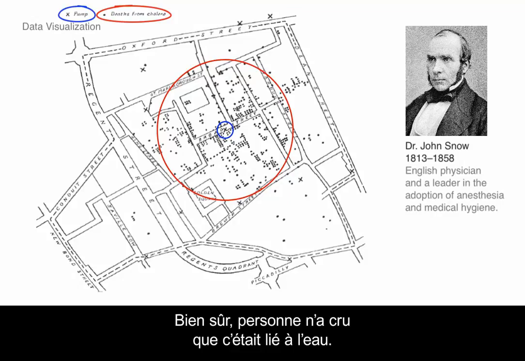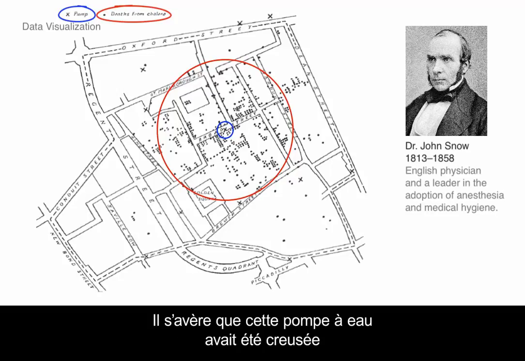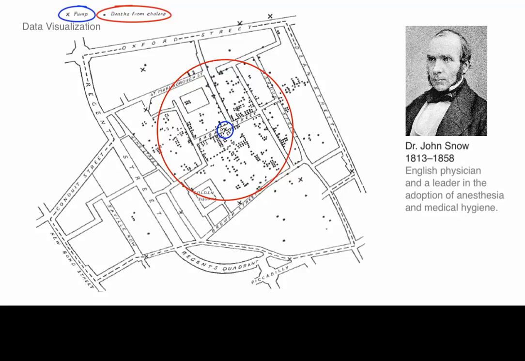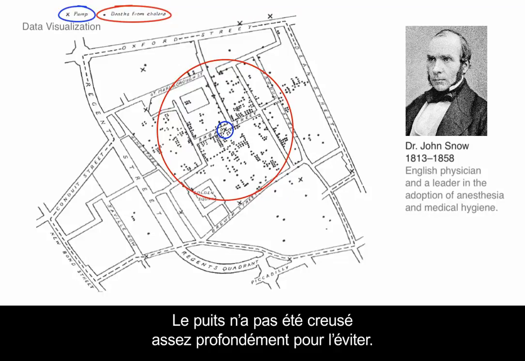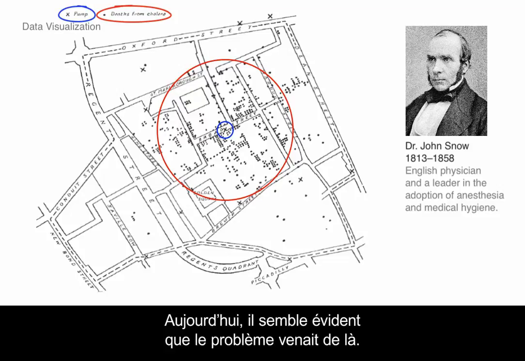Of course, nobody believed him that it was water related, and it took decades for others to buy it. But it turned out this water pump had been dug at a very shallow depth, right near an old cesspit, like an old latrine. The cesspit had sort of been covered up and forgotten about, or when they dug the well, they didn't go deep enough to avoid it, and it was leaking fecal matter into the water source, and that's what was killing people.